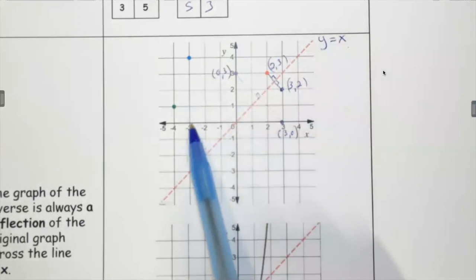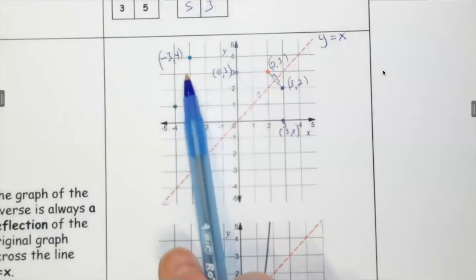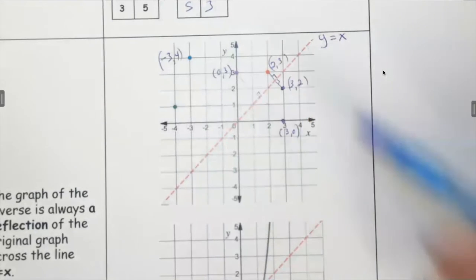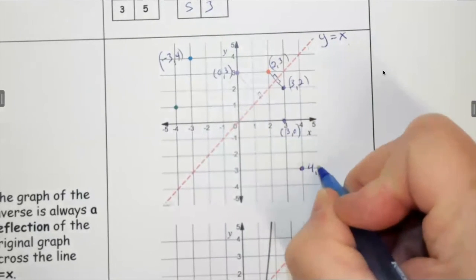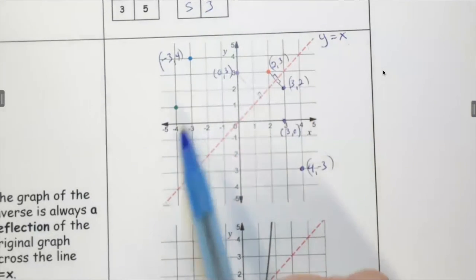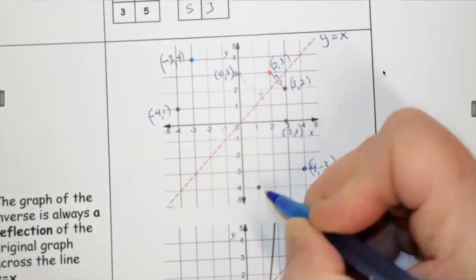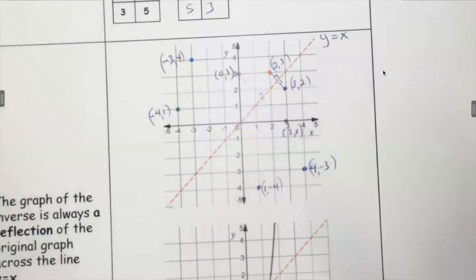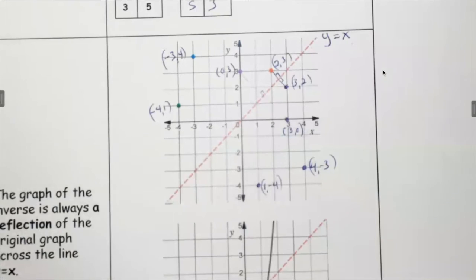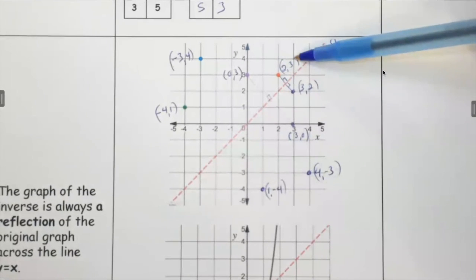This is the point -3, 4. That means I will see 4, -3 in the inverse. -4, 1. I am looking for 1, -4 in the inverse. It's important that you understand both concepts of being perpendicular to the line and looking at the coordinate, finding the inverse of the coordinates.